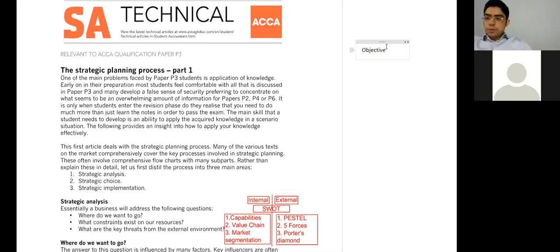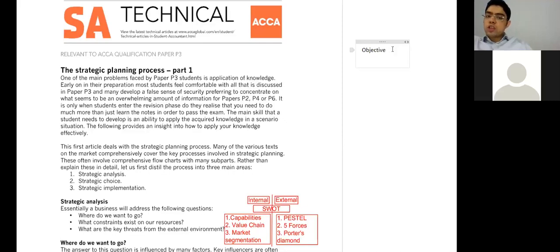Likewise, governments have their own objectives. Likewise, companies also have their objectives. For example, some companies want to maximize their profits. Some companies want to increase their market share. Some companies want to improve the quality of their products. Some companies want to ensure maximum customer satisfaction. So there are different objectives that companies are pursuing.